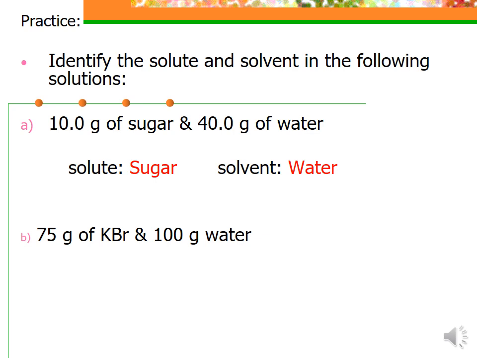Our other option, we have 75 grams of potassium bromide, and we have 100 grams of water. Which one is being dissolved? Which one is doing the dissolving? So the solute is potassium bromide, the solvent is water. In both of these examples, remember water is the universal solvent, so a lot of times water is the solvent.